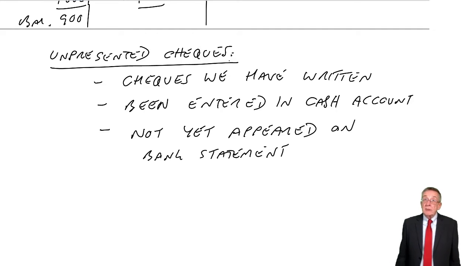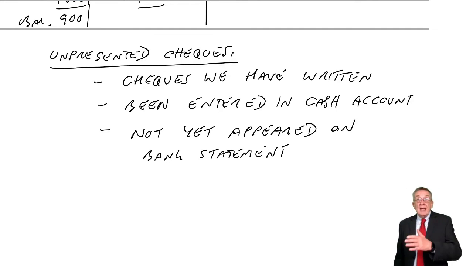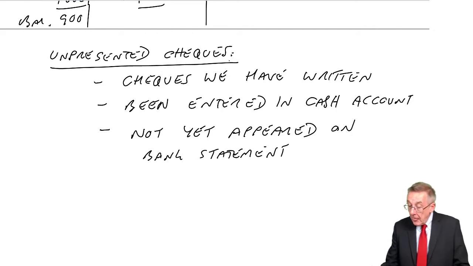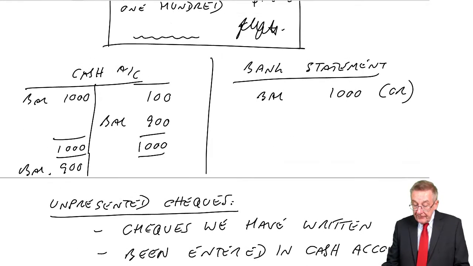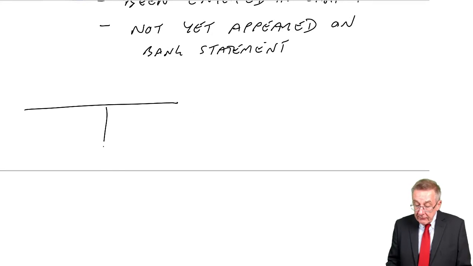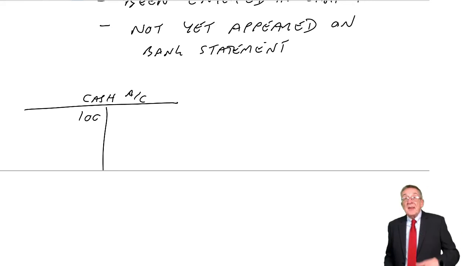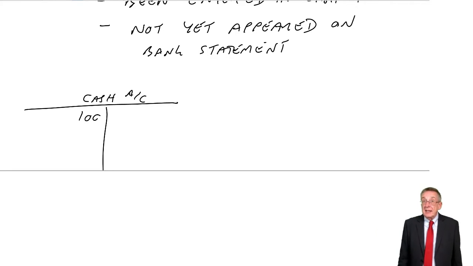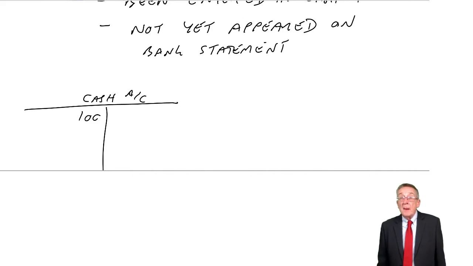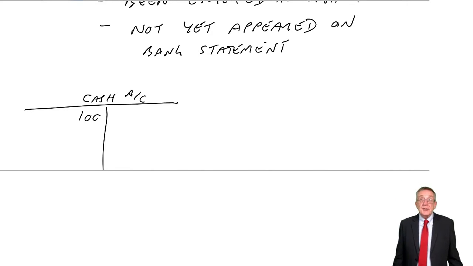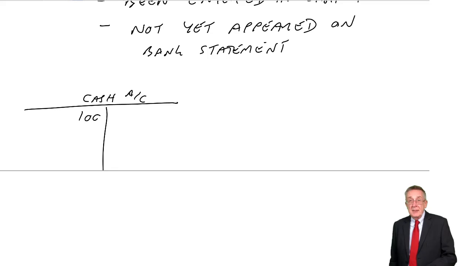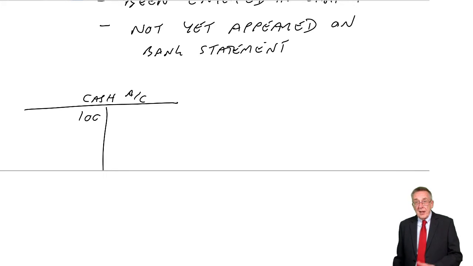Of course, it can work the other way around, because equally, if I receive a cheque, you send me a cheque in the post. The minute I receive it, I enter it in my cash account. You sent me a cheque for 100, I debit cash. But I've then got to take the cheque to my bank, and my bank's got to contact your bank. And again, it can be several days before it appears on the bank statement. And during that period, the bank will show a different balance.